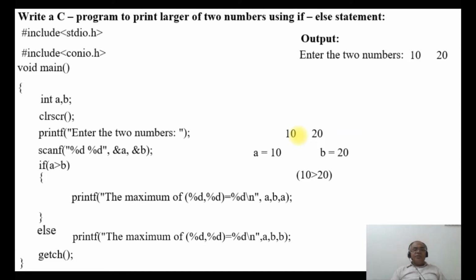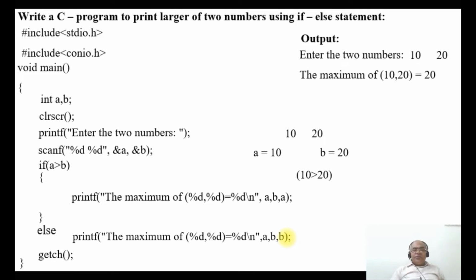So it goes to the else. As 10 is greater than 20 is false, it will not execute the if part. It comes to the else. In the else it says the maximum of %d, where this is A and this is B, so it will be 10 comma 20. Therefore it prints A comma B comma B, and the output will be: the maximum of 10 comma 20 is equal to 20.